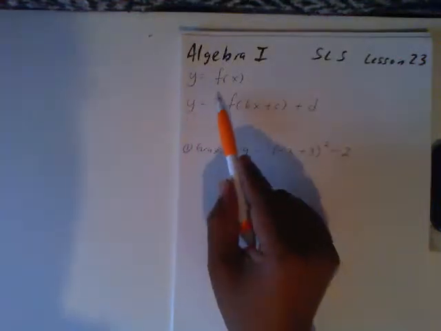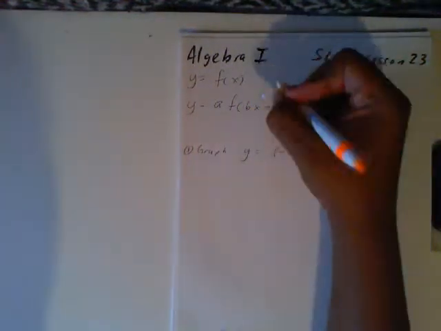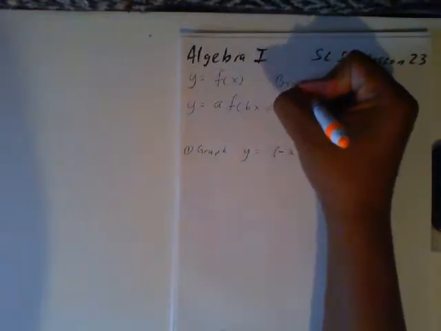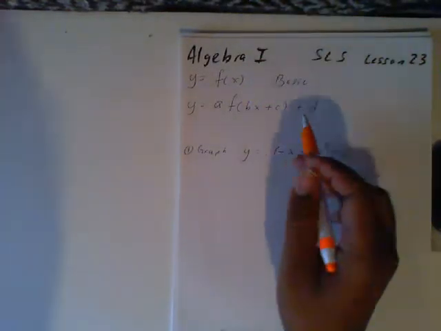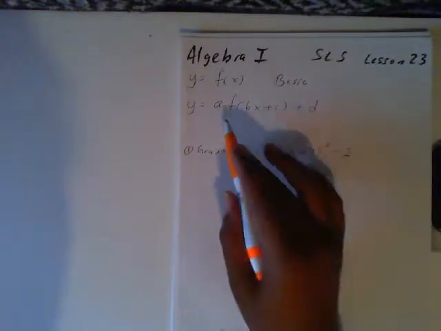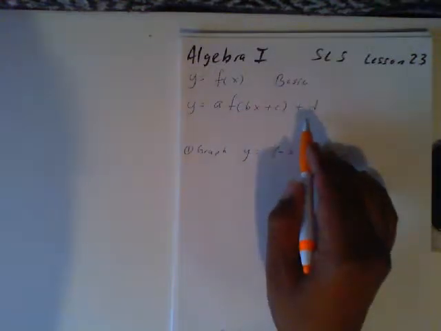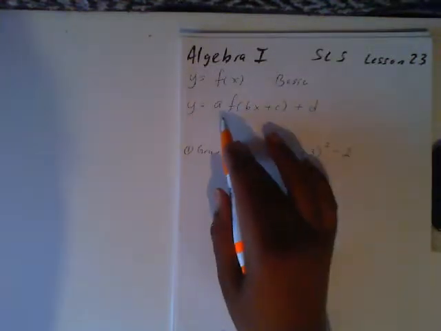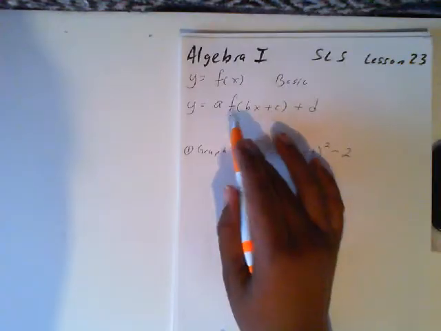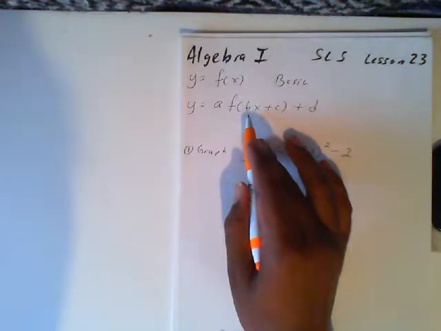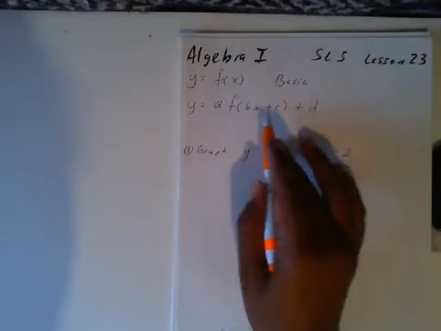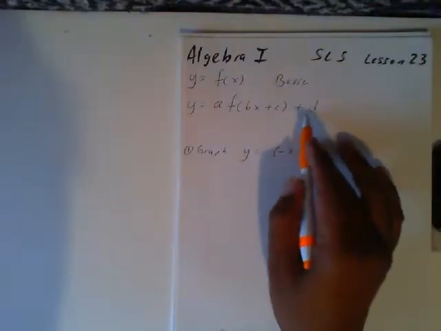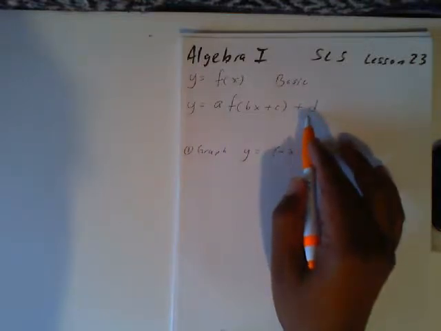Let's let y equals f of x represent the basic function. And we can put parameters along the basic function. We'll use a, b, c, and d to represent those parameters. A will represent anything multiplying outside the function. B will represent anything multiplying on the x inside the function. C will represent any number adding on the inside of the function, and D will represent any number that's adding on the outside of the function.